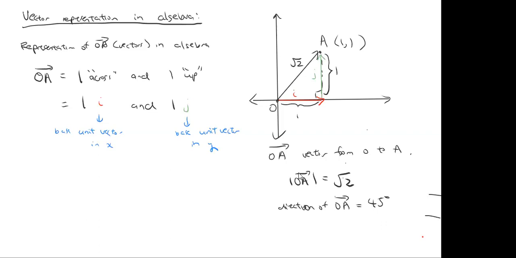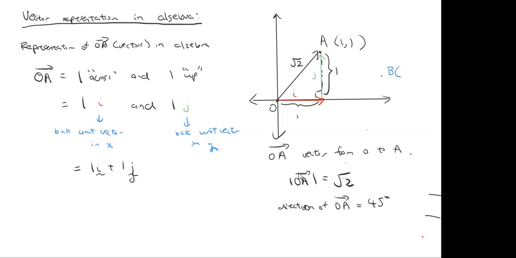Now, because you kind of go to the right and then up, we're saying it's 1I plus 1J, where I and J are vectors. Does that make sense? Yeah.